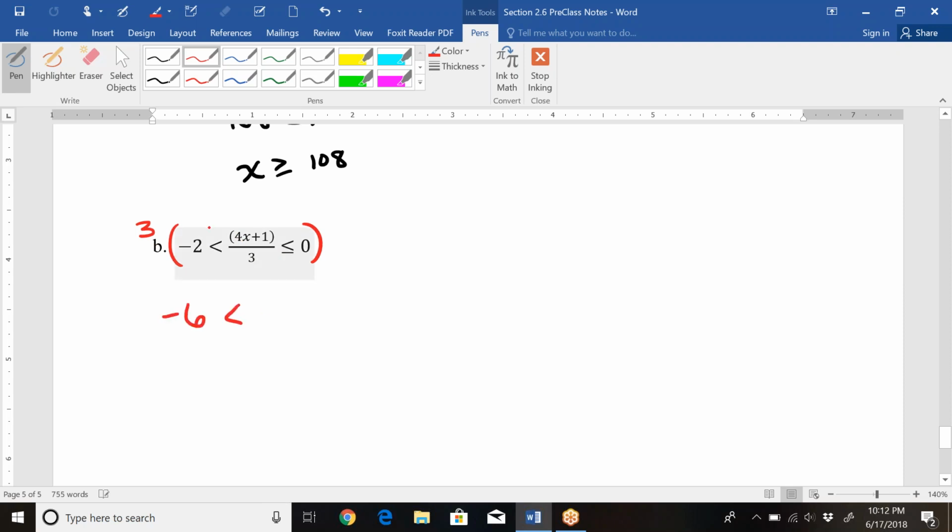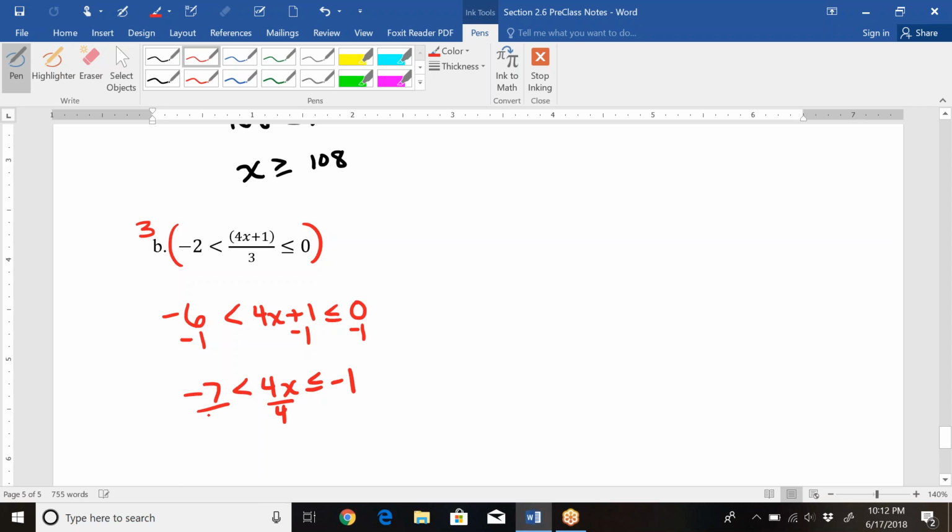Now when you get to this part, the 3 and the 3 cancel, so you just get 4x plus 1. You do not distribute that 3 to it. And then less than or equal to 0 times 3, which is still 0. We would subtract 1 to get x by itself, but whatever you do to the middle, you have to do to the other two sides, because you really almost have two equal signs. So this is -7 less than 4x less than or equal to -1, because that's subtraction.